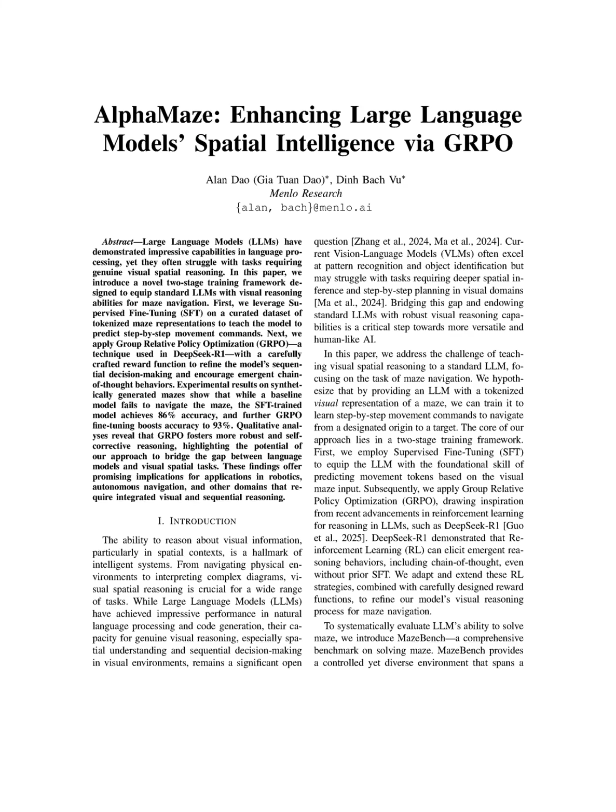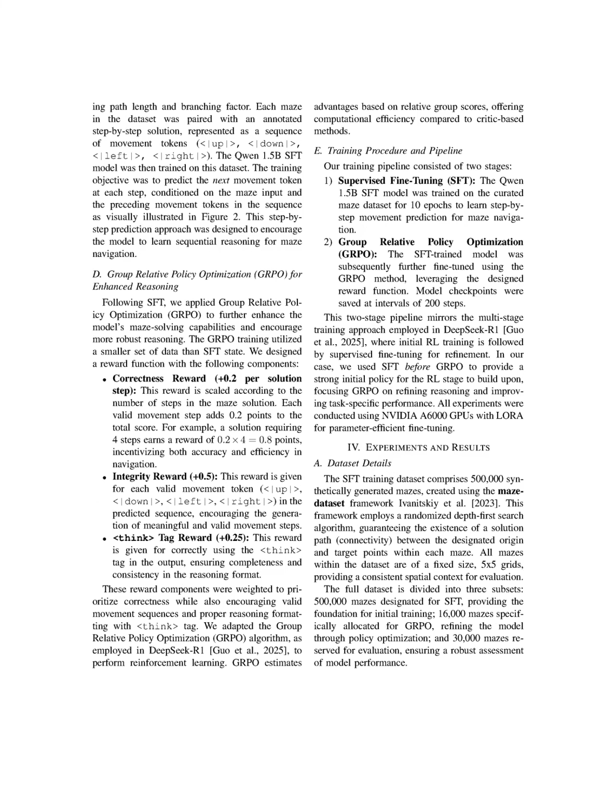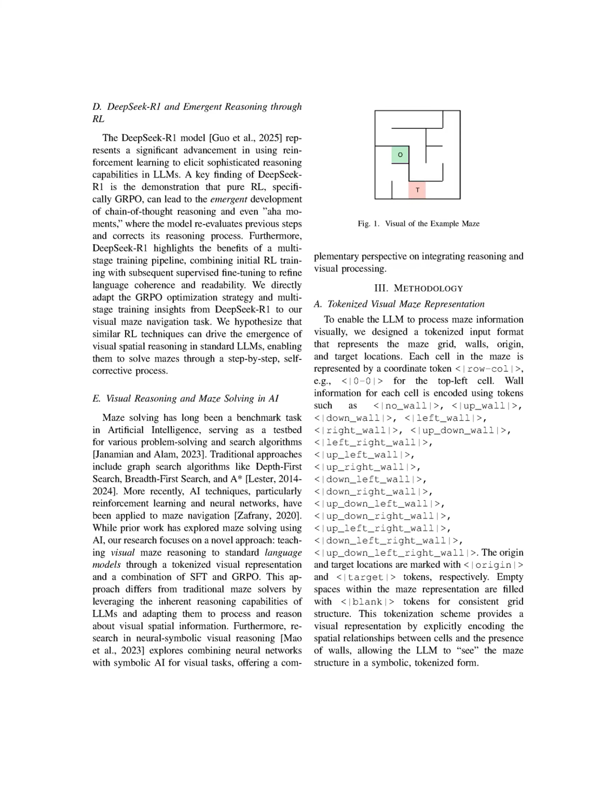The tokenized visual maze representation allows the model to interpret the maze structure and navigate from an origin to a target through a systematic approach. For instance, consider a simple 5x5 maze where the origin is at <0-0>, and the target is at <4-4>. The maze is represented using tokens that indicate walls and empty spaces, such as <no_wall> for open paths, and <up_wall> for walls.